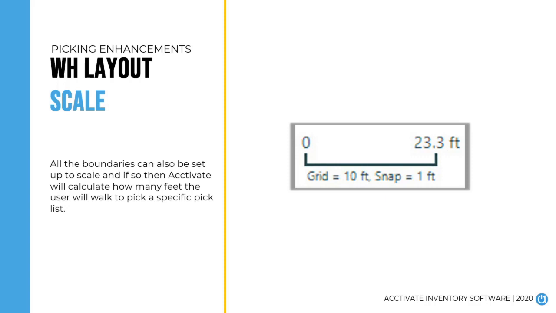Last, I think the scale functionality is actually pretty cool. It allows Acctivate to calculate the amount of feet it will take you to walk around and pick a batch of orders that you put in the pick list. And I'll show you what I mean in a specific example. Just a fun little tidbit there.